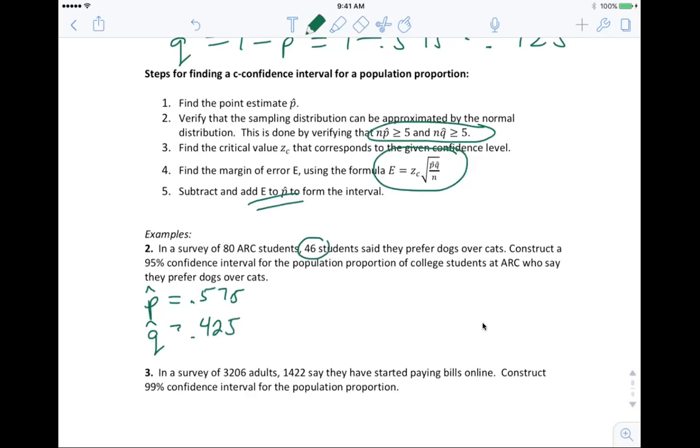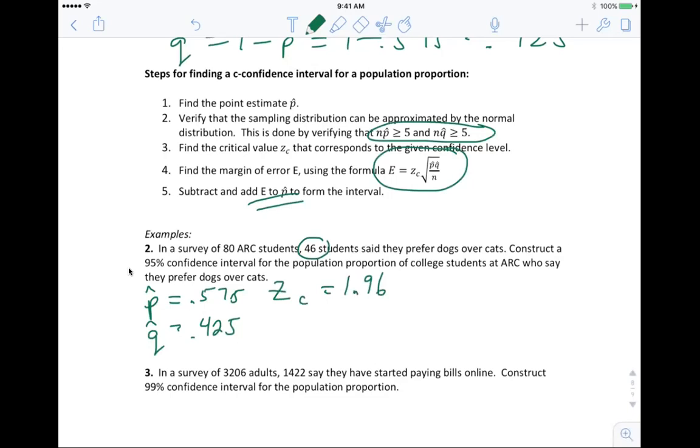Okay. Next, we've got to find the critical value, ZC. Remember, for that, just go back to your little table, the 95% confidence interval, back at the very beginning of this packet. You can just look that up. The 95% is the 1.96.